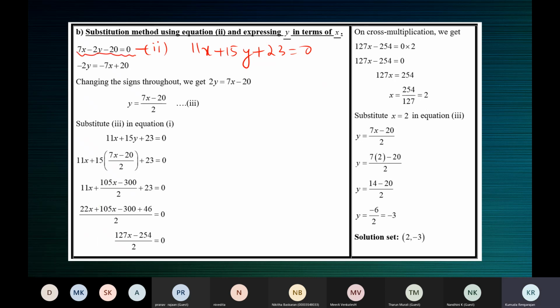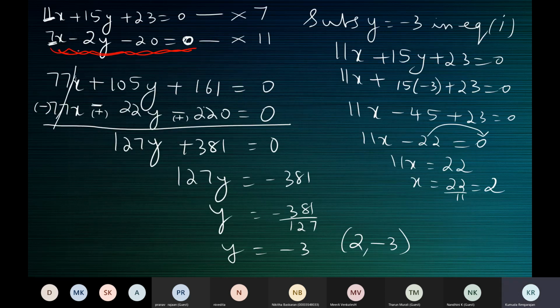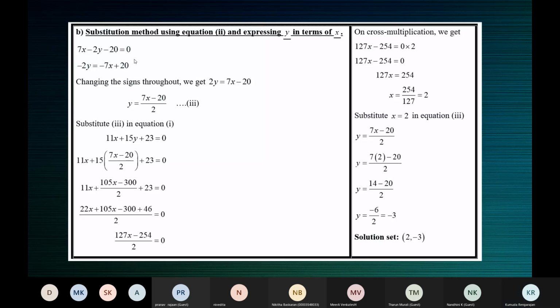7x minus 2y minus 20 is equal to 0 is the second equation. That's the heading. I've taken up equation 2 and expressed y in terms of x. So this is equation 2. I've solved it for y. I got y is equal to (7x minus 20) by 2. I call this result 3.